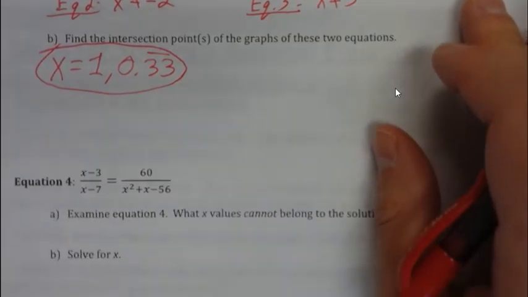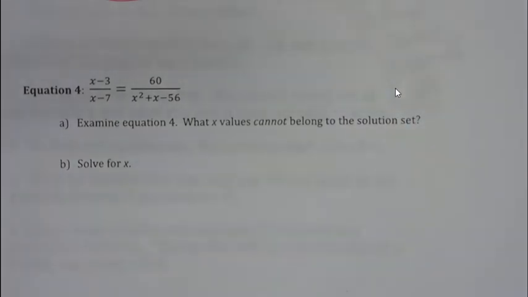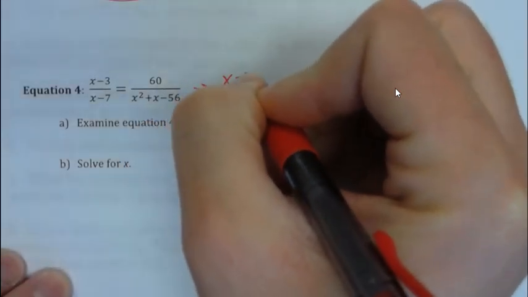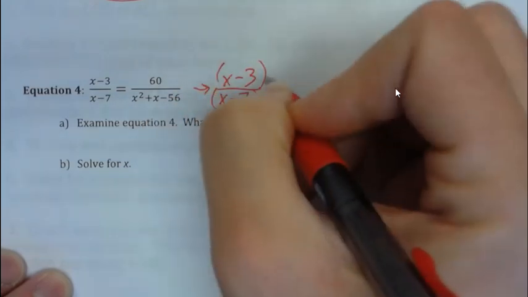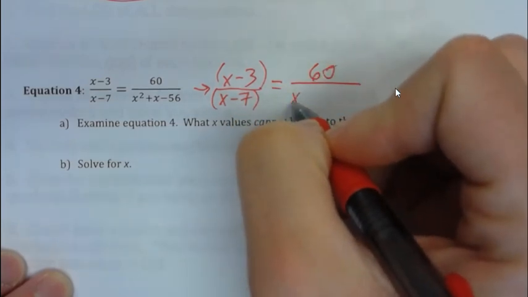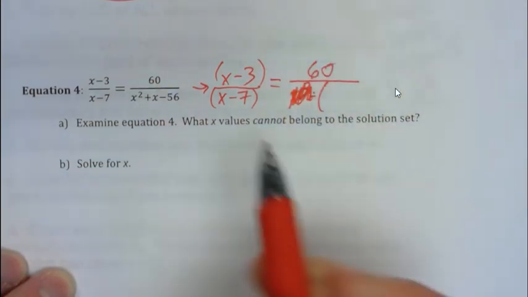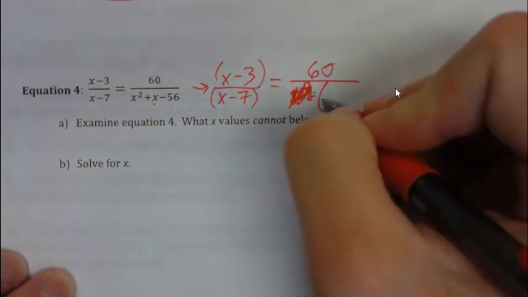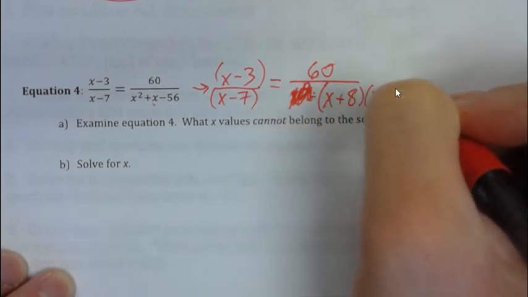And the last part of our intro is we have this equation 4. So we're going to see what we need to exclude. The first thing I would do is factor that right denominator. So our first fraction wouldn't change at all. And then we've got 60 over x squared plus x minus 56. The factored version of this will be 8 minus 7 would be 1 and multiplied to negative 56. So we would have x plus 8 and x minus 7.